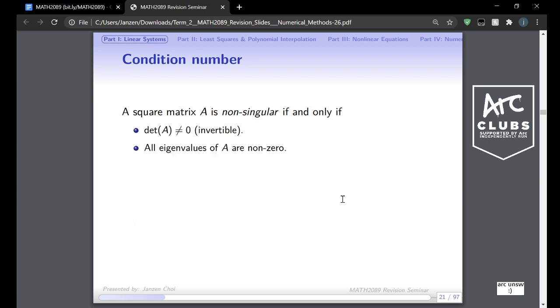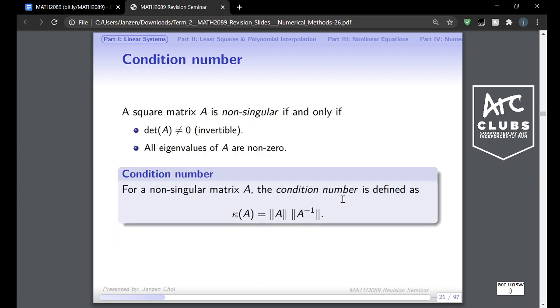Alright, condition number. A matrix is non-singular if and only if neither the determinant nor the eigenvalues are 0. Just a note. And the p-norm condition number of a matrix is the product of the p-norm of the matrix and the p-norm of the inverted matrix. The condition number basically just defines how accurate the result will be when the matrix is used in a calculation.